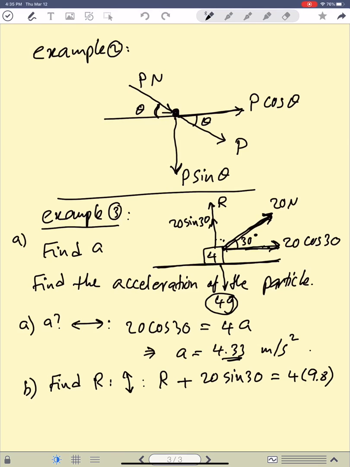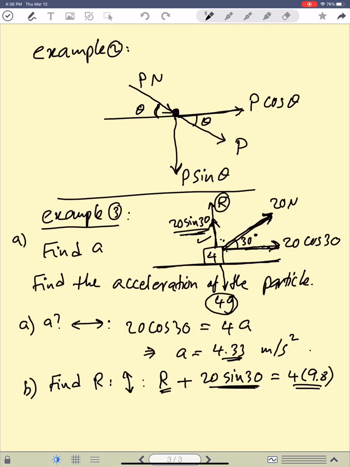So we have a new component that appears. So R and this force are in the same direction. Because of that, we add them. Yes? It is equal to the weight of the particle, which is in the opposite direction.